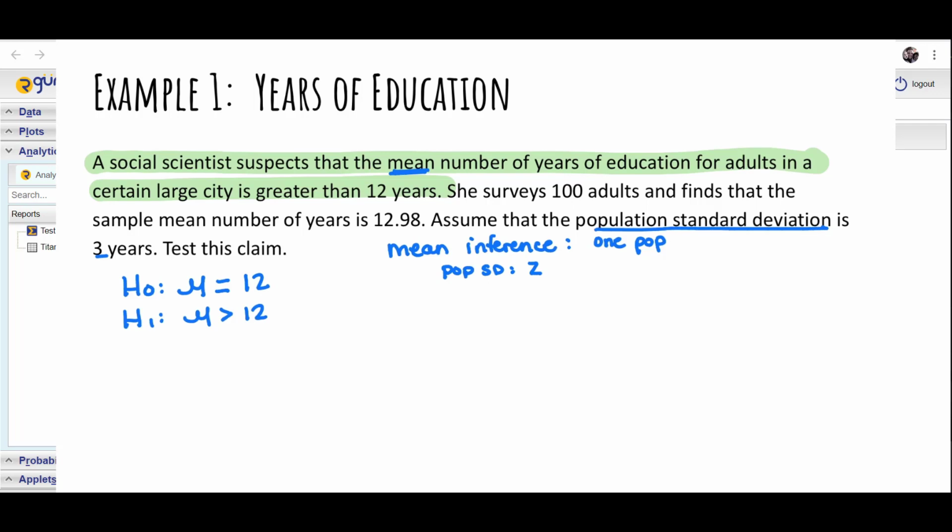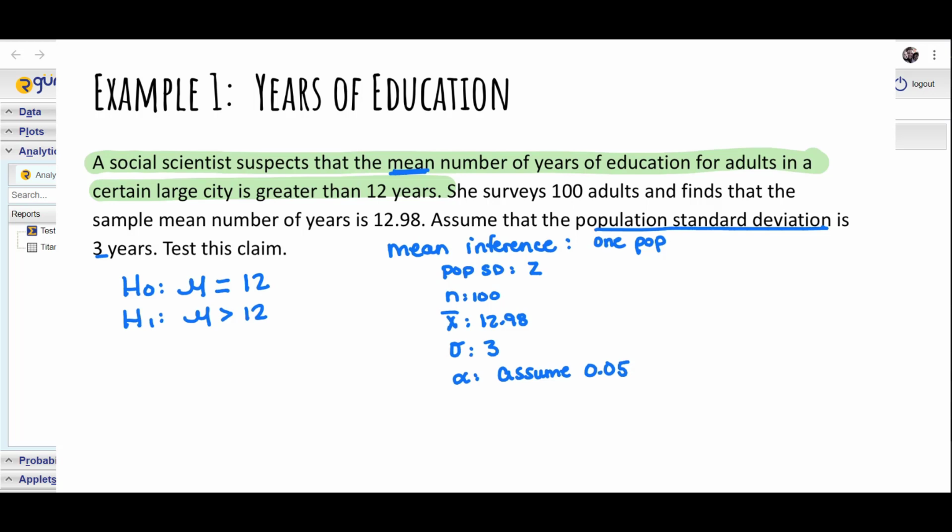So I like to just go through here and fill in some things that we know. We know the sample size is 100. We know the sample mean is 12.98. The population standard deviation is 3. And we also need a significance level. They don't give us one. So if they don't give us one, assume it's 0.05. Okay. So there we have it. That's all the info that we need.